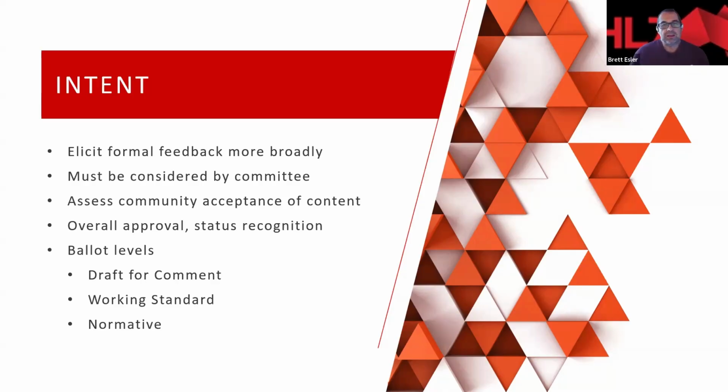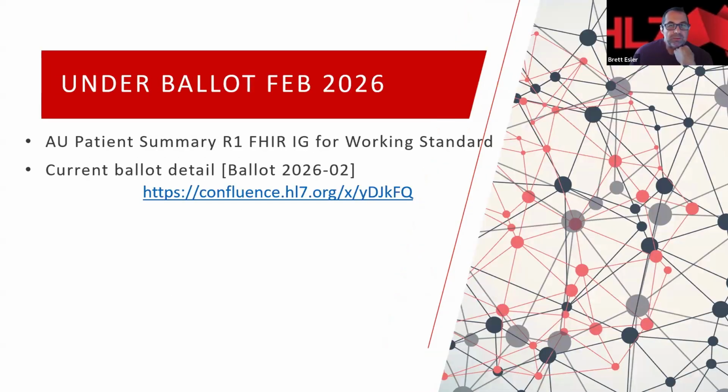So in our current ballot period running through February and March we have a single FHIR IG going through ballot, the Patient Summary R1 working standard. So this is the first working standard version of this specification. So we're seeking feedback on that and hopefully approval to publish that for use. There's a link there through to the ballot detail that has important dates and other information there.